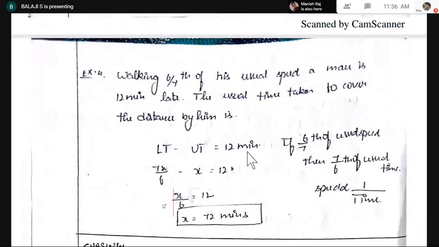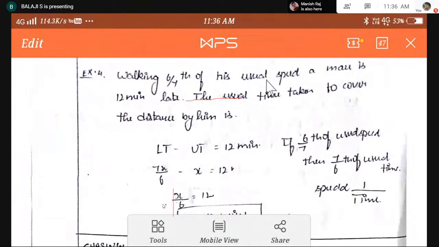Again, I'm insisting, the time difference problems are very, very important. If you practice more and more problems, it is very easy to clear this type of question. See here, in the question they have given 6 by 7th of his usual speed, but we need time. We know that speed is inversely proportional to time.